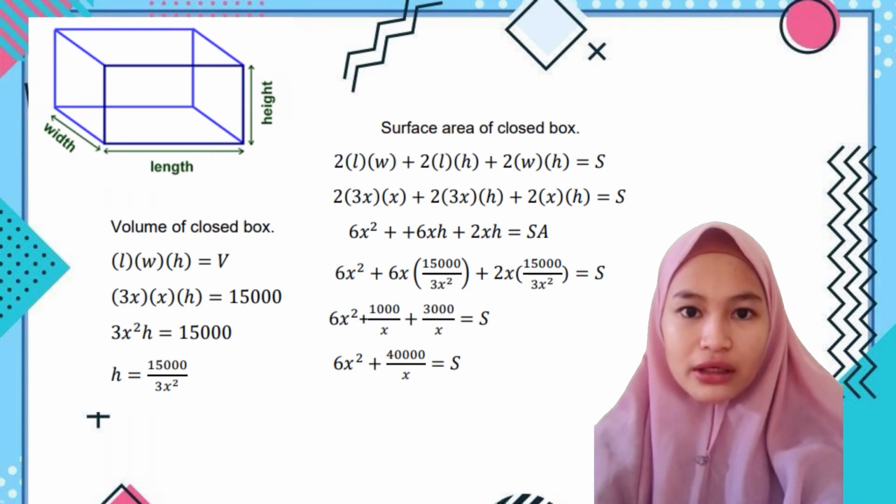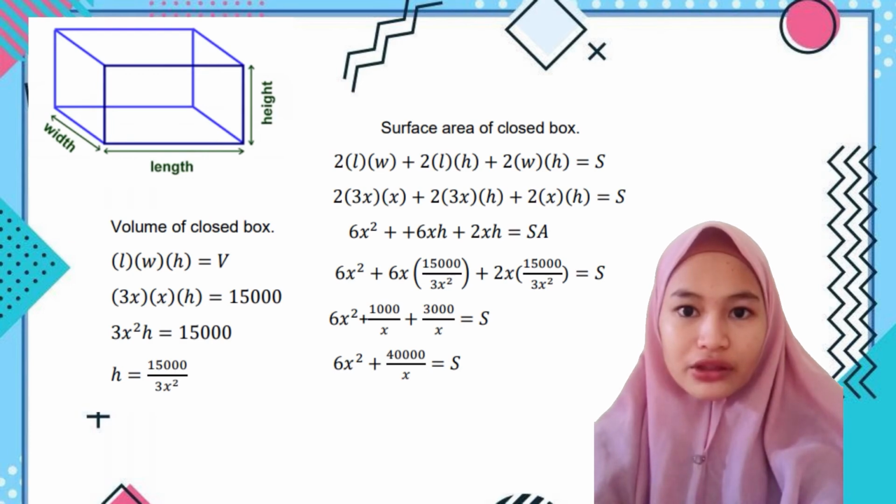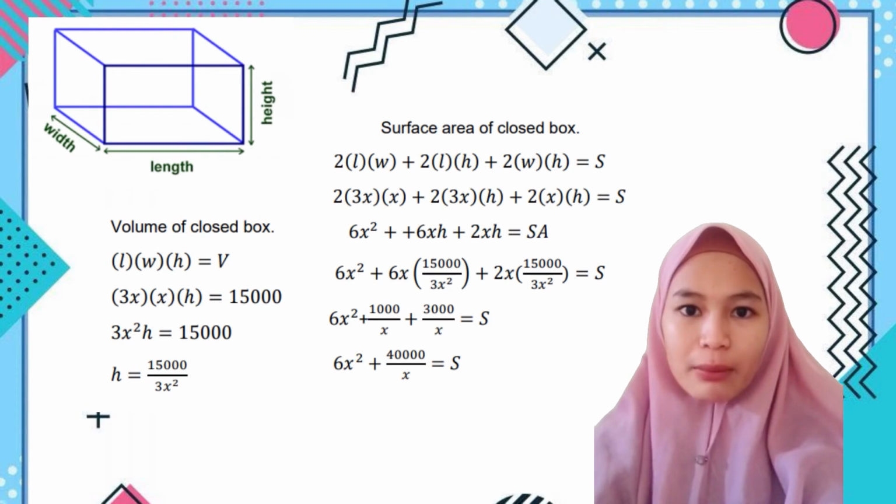Second part, I use the formula of surface area of closed box. So you will get 2 times 3x times x plus 2 times 3x times H plus 2 times x times H equals S. 6x squared plus 6xH plus 2xH equals S, and we replace H equals 15,000 over 3x squared into the formula of surface area of closed box. 6x squared plus 6x times 15,000 over 3x squared plus 2x times 15,000 over 3x squared equals S. And after you simplify that, you will get 6x squared plus 40,000 over x equals S.